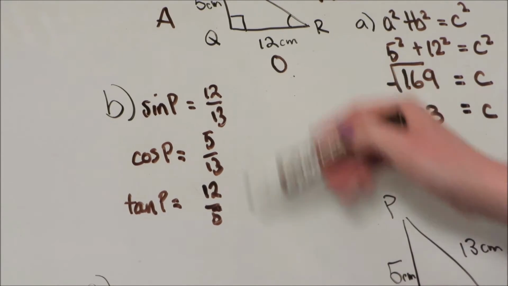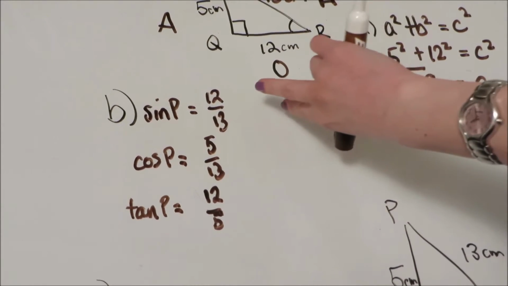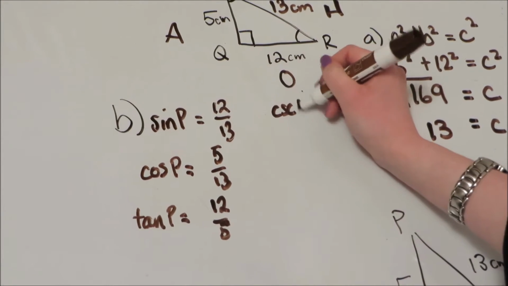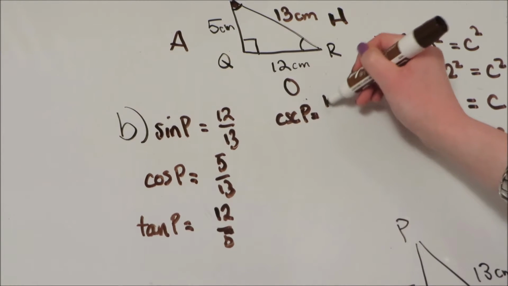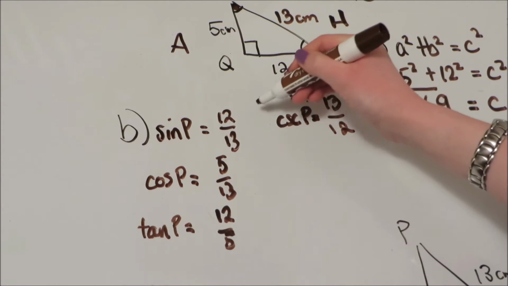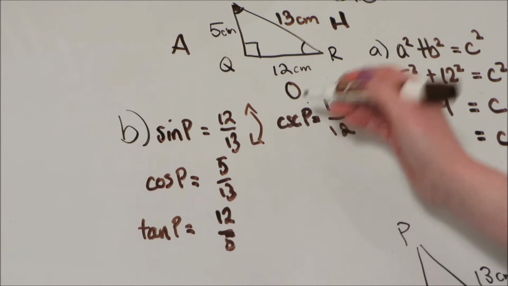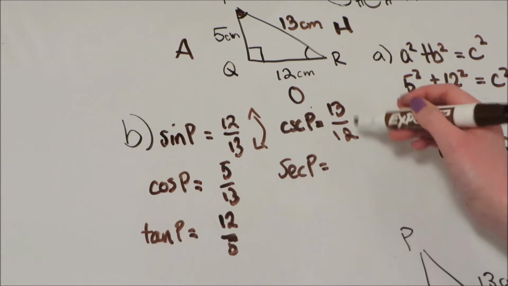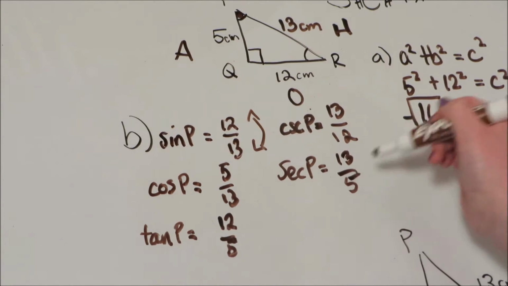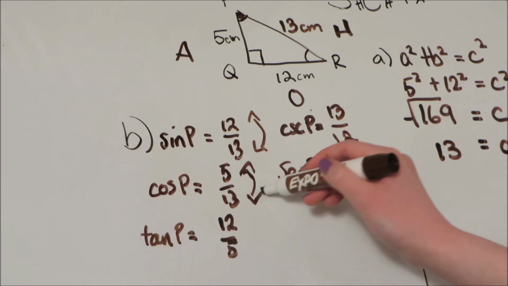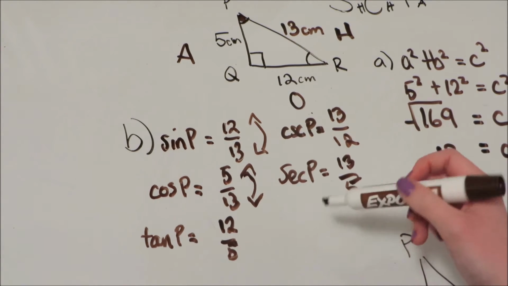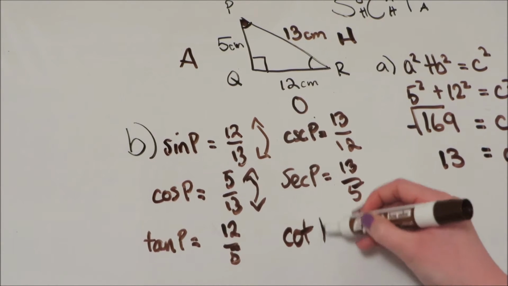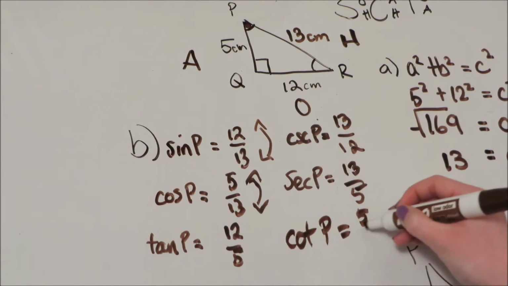And then, for the other 3, you just now take the reciprocal. So you're going to have cosecant P is equal to 13 over 12. So all I did there is reverse. And you're going to have secant of P, which is equal to 13 over 5. Once again, just a reverse. And then you're going to have cotangent of P, which is equal to 5 over 12.